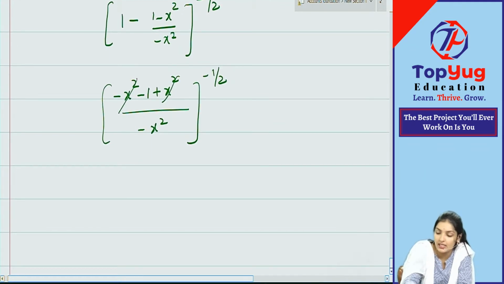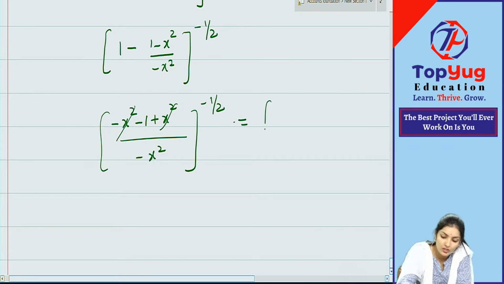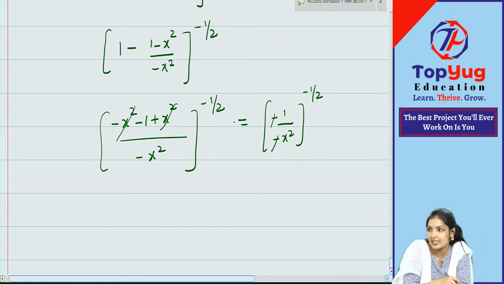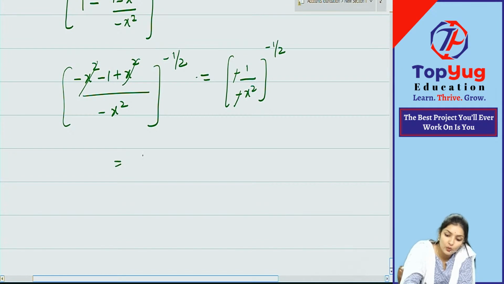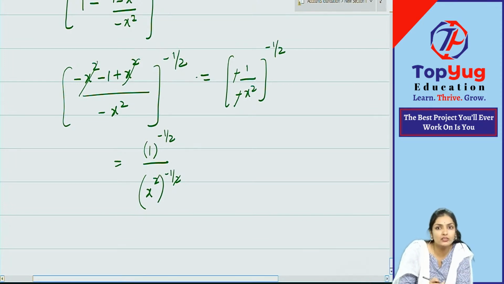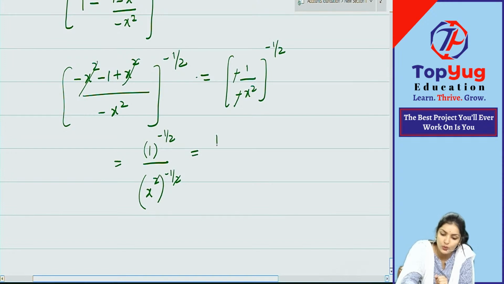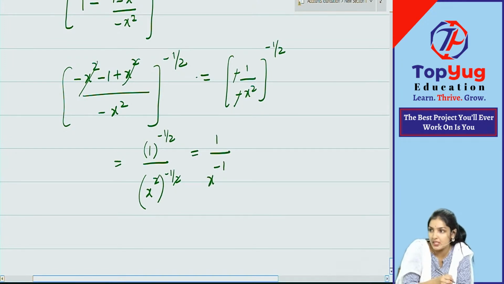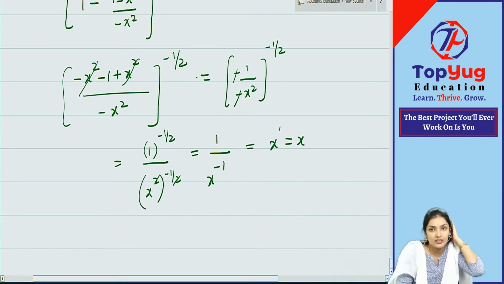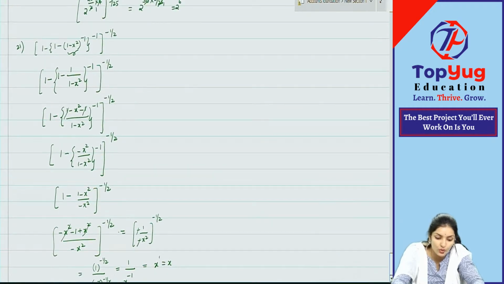So this gets cancelled. I'm left over with minus 1 by minus x square, to the power minus 1 by 2. I can cancel. Now what can I write? 1 divided by x square, because I can put the power over here, even I can put the power over here. 2 gets cancelled. Anything to the power 1 is 1 only. So this will be 1 and this will be x to the power minus 1. I have to reciprocate it. So answer is x to the power 1, equal to x. Did you understand? Now I am zooming it out. Just go through it and copy down.